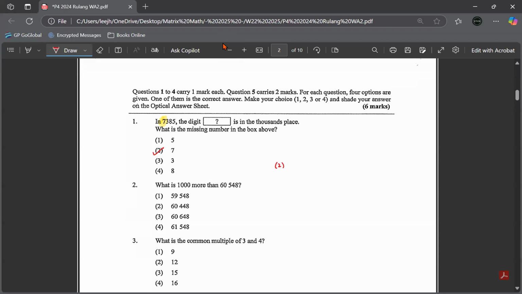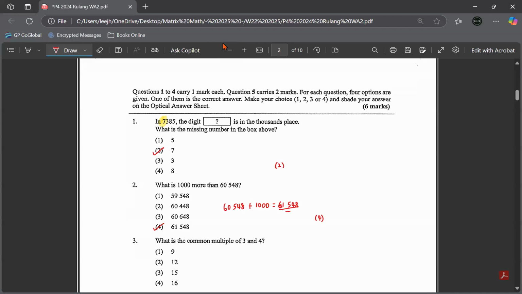Question two, what is 1,000 more than 60,548? So you know you have to add 60,548. 1,000 more means plus 1,000. Your answer will be 61,548. So if you want, you can do a working even better. So your answer is number 4. So maybe write option 4 here.